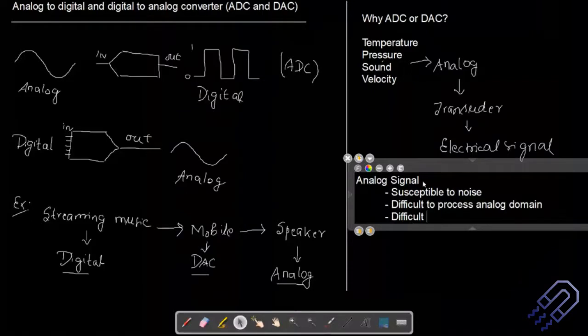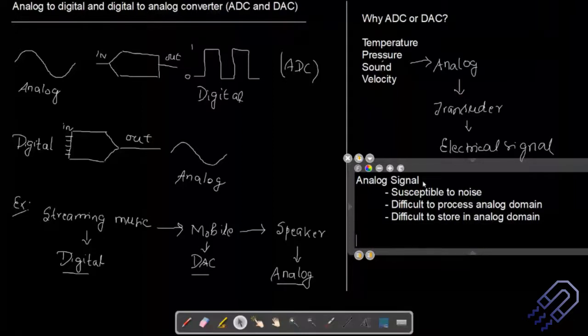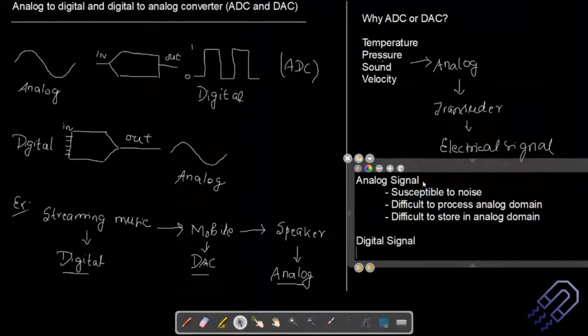It's also difficult to store in the analog domain. Storing information in the analog domain is very difficult. That's why if it was analog, probably we would not have hard disks storing so much data, your movies, your music, your files and all. So this is something which is being tackled by digital signal.